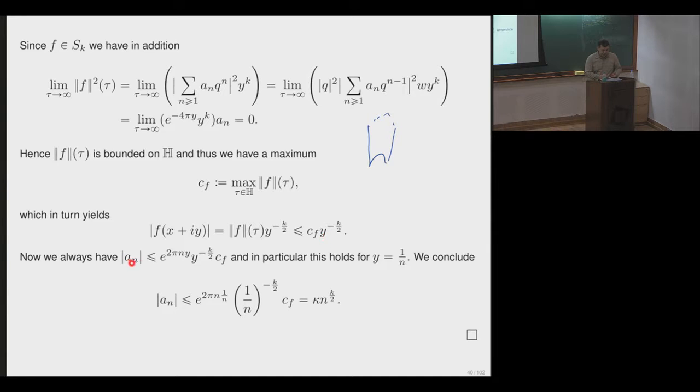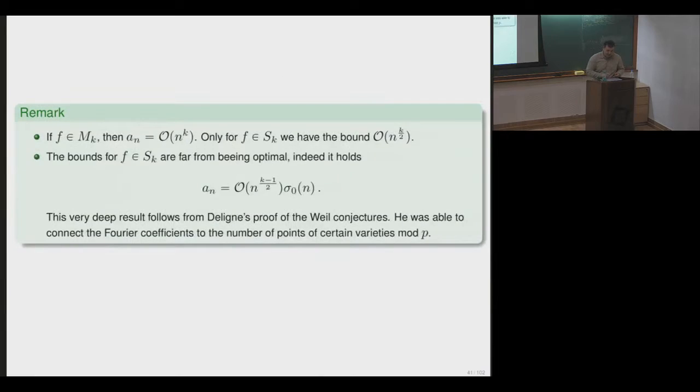We recall that we started with this inequality. This holds for all y, and so we just take y to be 1 over n, and so we get what is called the Hecke bound. So we've seen that the coefficients of these modular forms are bounded, and depending on whether it's a cusp form or not, the bounds are different.